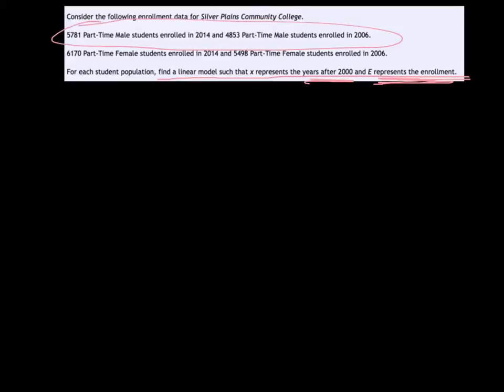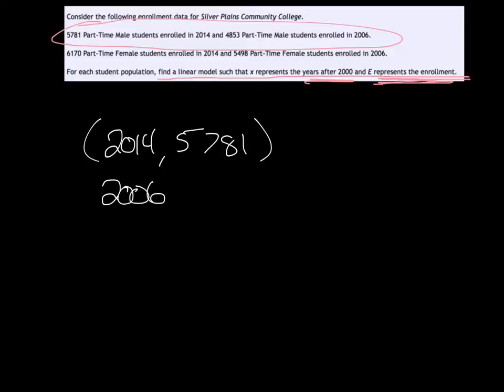So let's look at the part-time male students. This information right here can be written as two separate ordered pairs. So in 2014, there were 5,781 students, and then in 2006 there were 4,853.